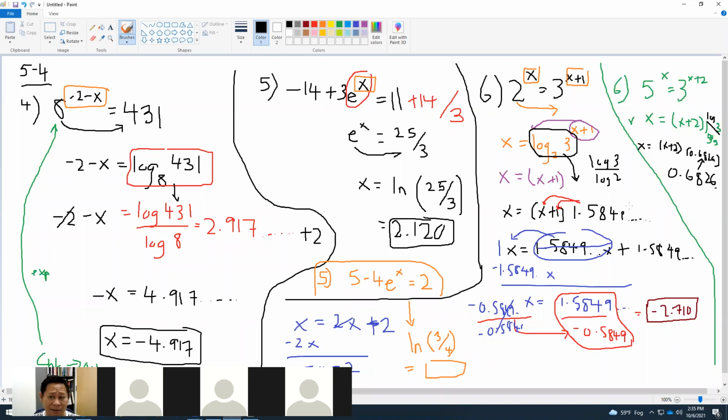Is anyone doing all right here with number 6? It's coming up in your test. That's why I want you to know how to do question 6 here. Same thing with number 5.